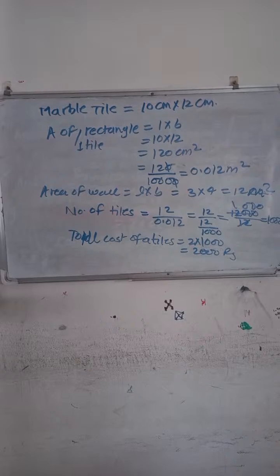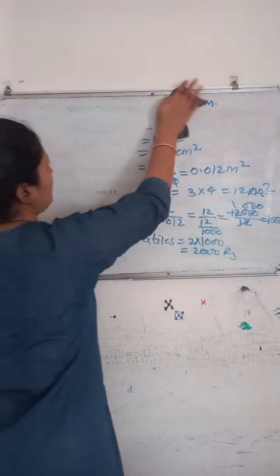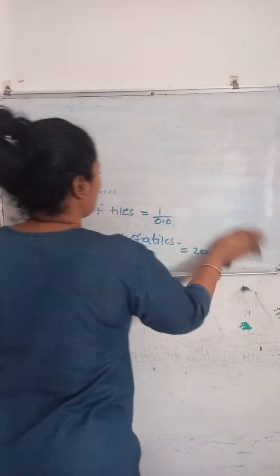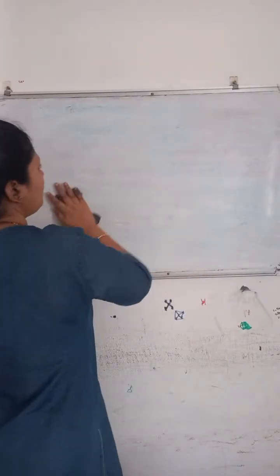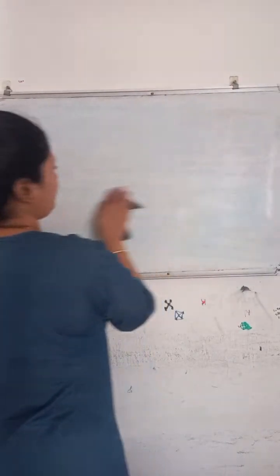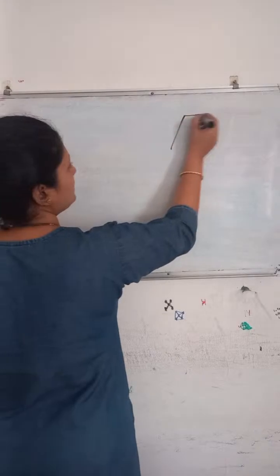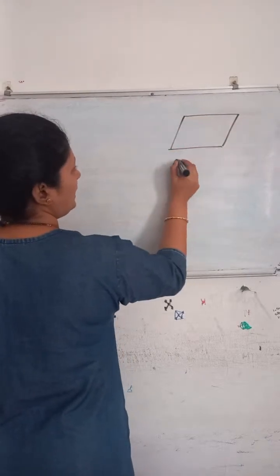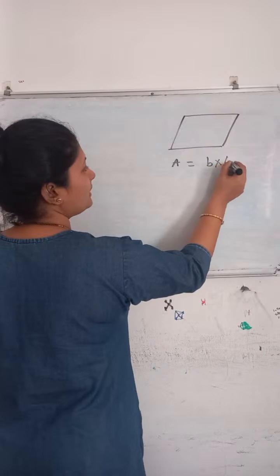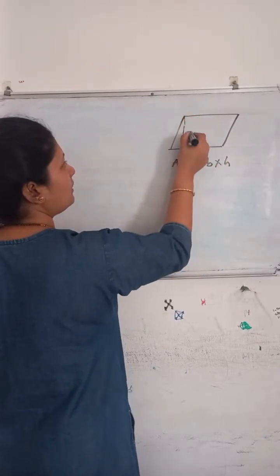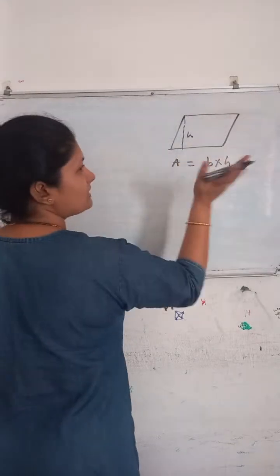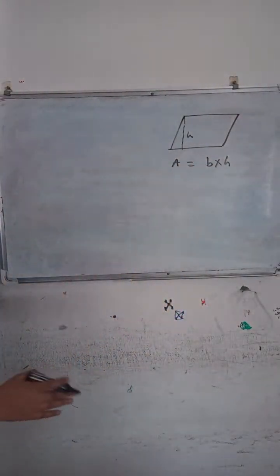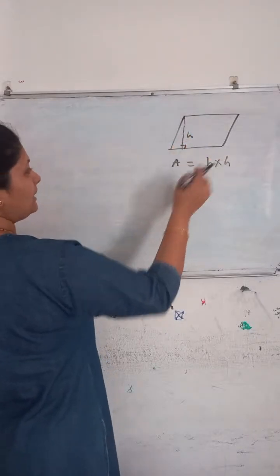So here the given figure is the parallelogram, and we know that the area of the parallelogram is nothing but B into H. Very important formulas. You must learn these formulas. A parallelogram has opposite sides equal and parallel, and its area is base into height. We are not taking the slanting side, we are taking the straight height which is perpendicular.